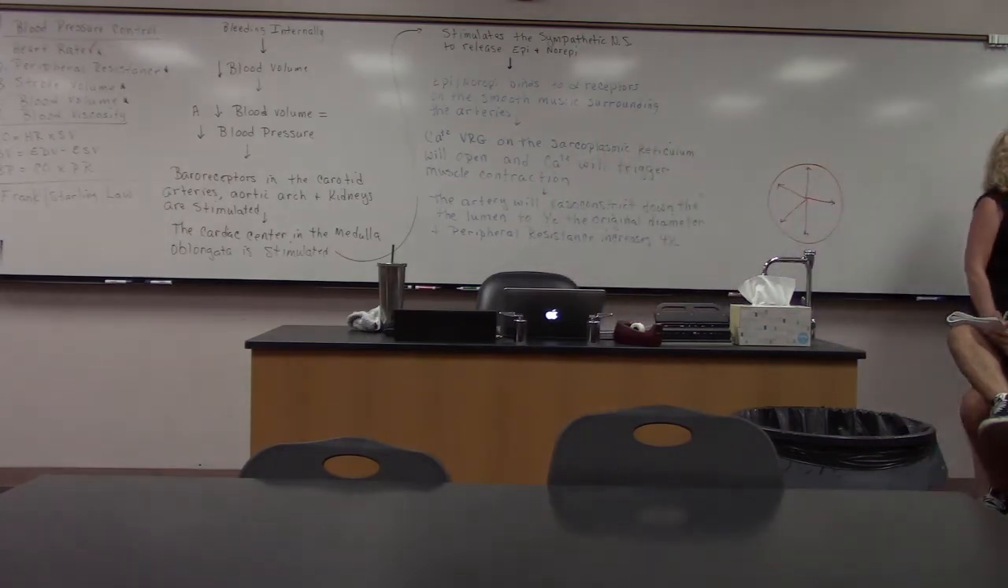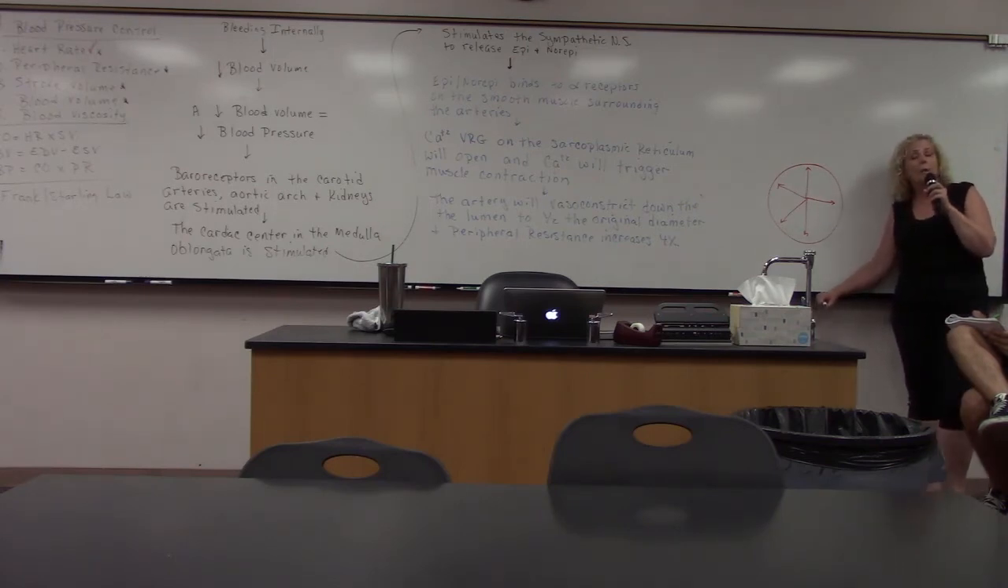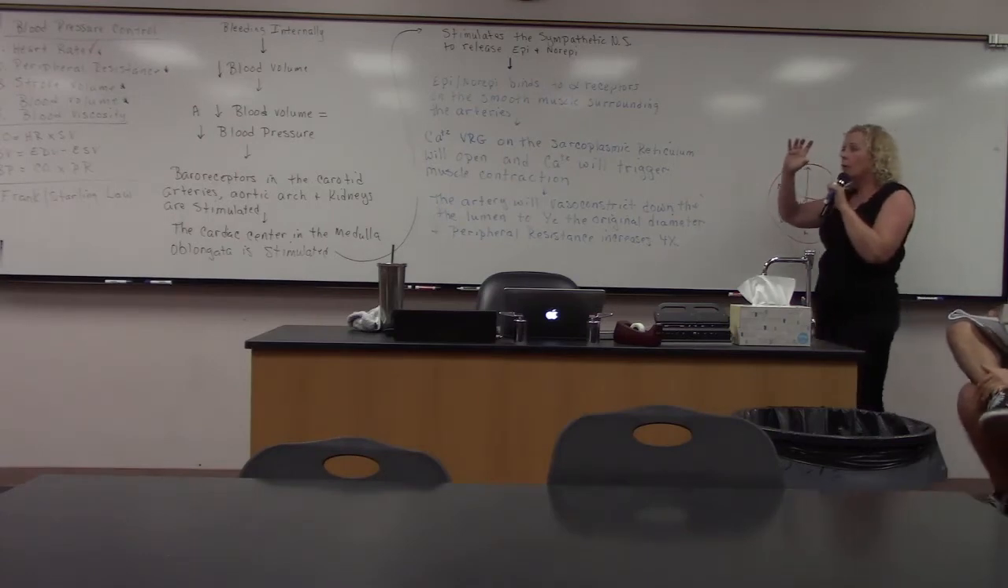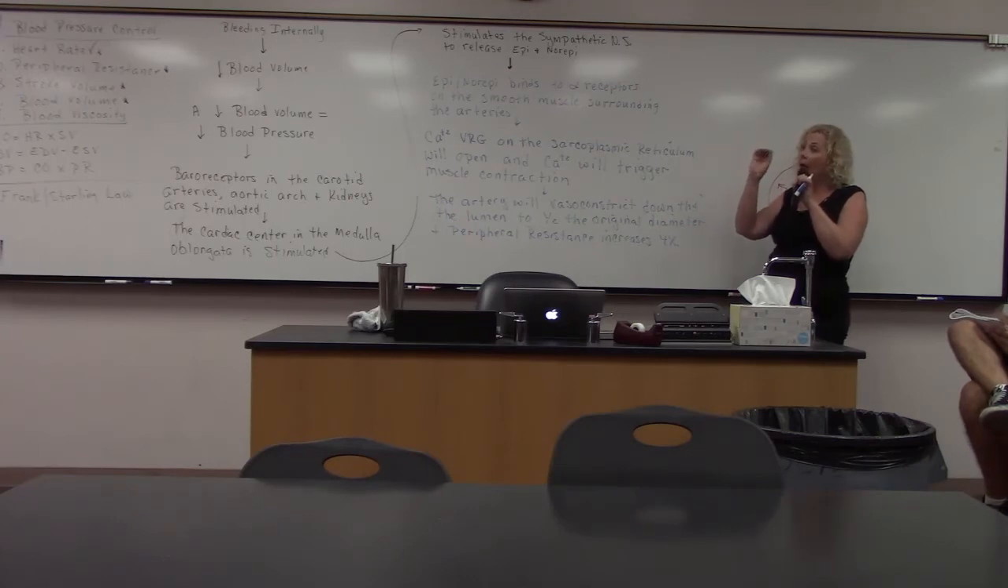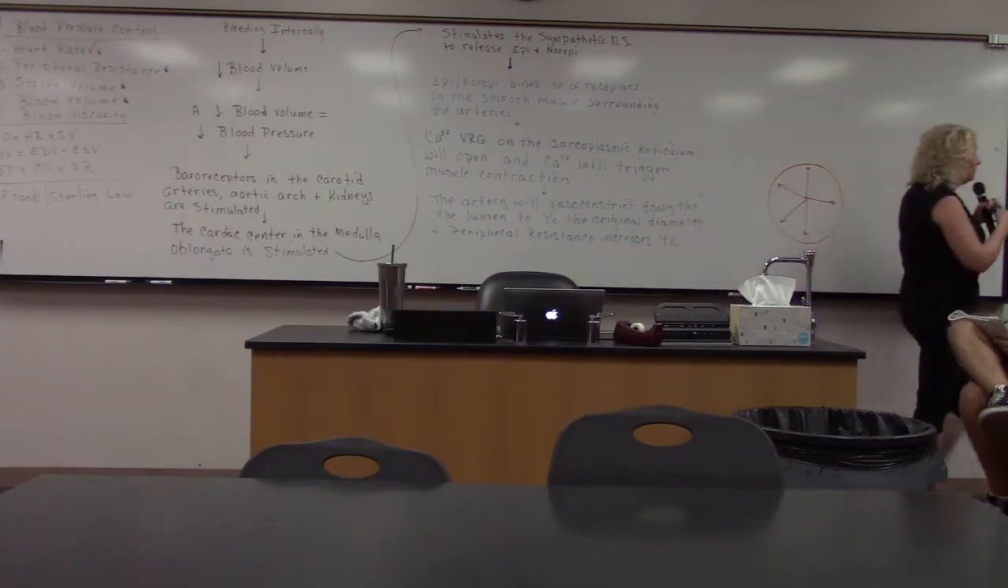Okay, so when epi and norepi bind to these alpha receptors on the smooth muscle, it causes voltage-regulated gates for calcium on the sarcoplasmic reticulum to open. And calcium now is going to diffuse into the smooth muscle and trigger muscle contraction. When this smooth muscle contracts, it causes the artery to vasoconstrict. That means the lumen is going to become half its original diameter. And this causes peripheral resistance to go up 4 times higher.